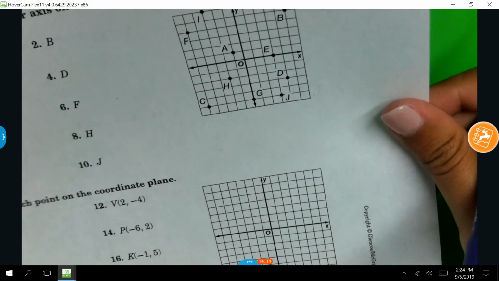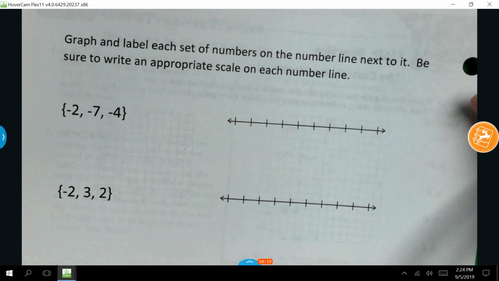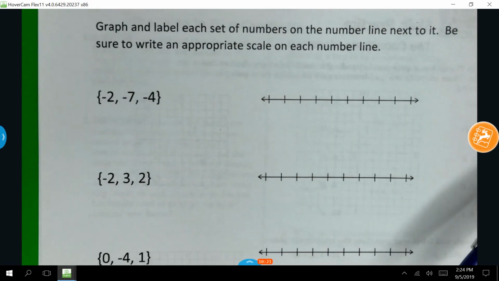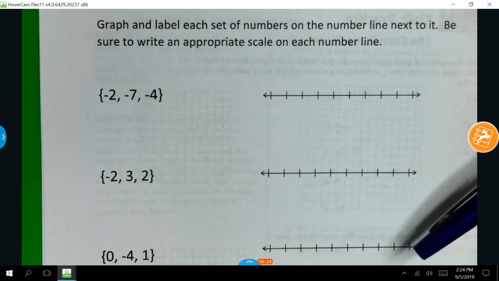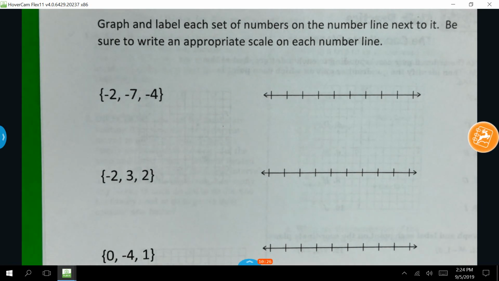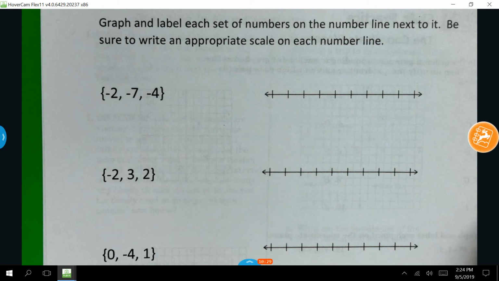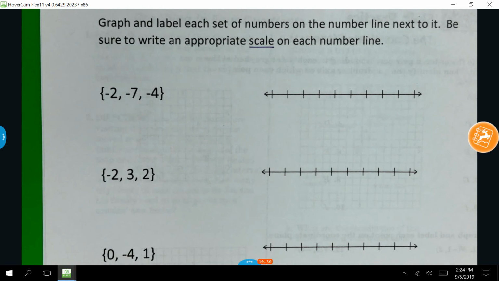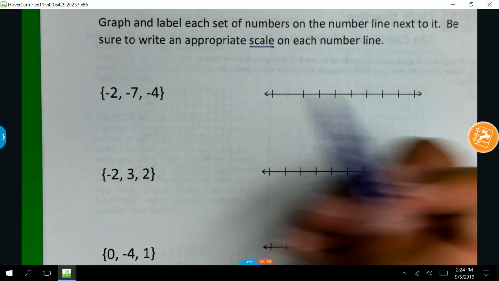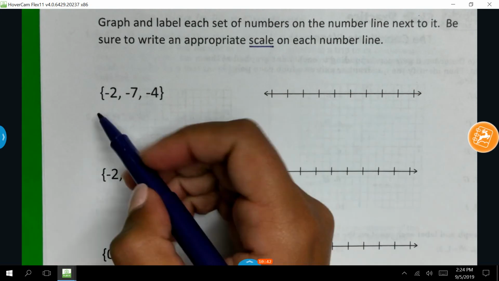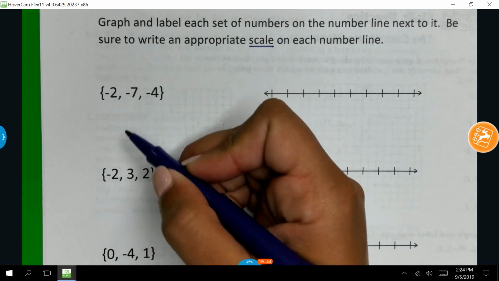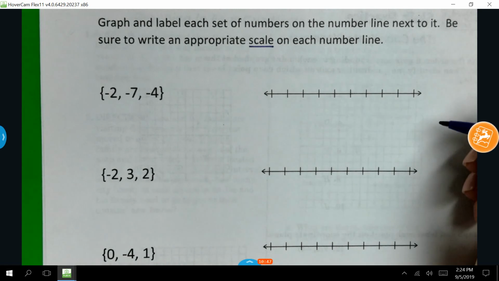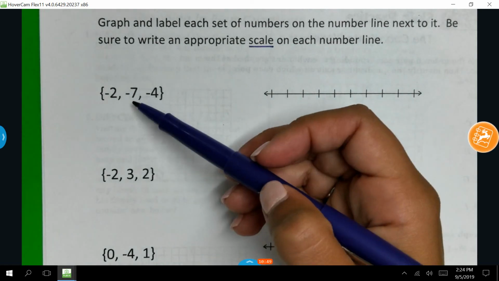All right. Flip over to the very back where there's number lines. It says graph and label each set of numbers on the number line. Be sure to write an appropriate scale. What we were just talking about, okay? Remember to always include 0 on your number line. I'm going to look at my numbers first, and I've got -2, -7, -4. So that's going to help me determine how to label my number line. So I know that I have to go all the way to the left, -7.